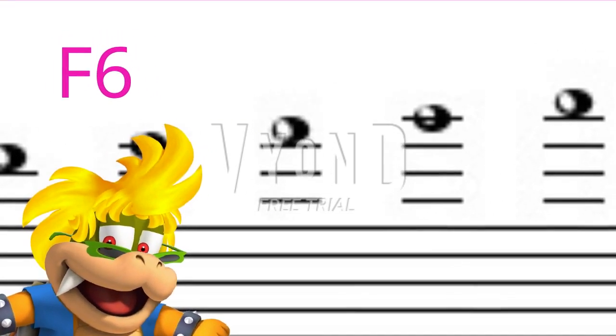B5 is in the first space above the first ledger line above the treble staff. C6 is on the second ledger line above the treble staff. D6 is in the second space above the second ledger line above the treble staff. E6 is on the third ledger line above the treble staff. F6 is in the third space above the third ledger line above the treble staff.